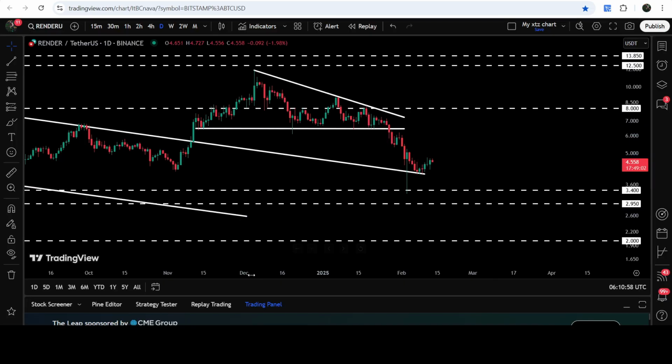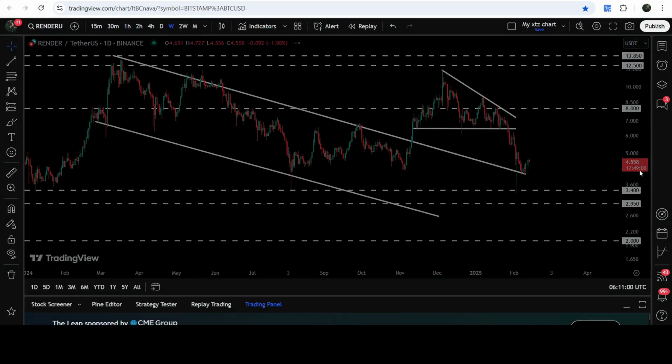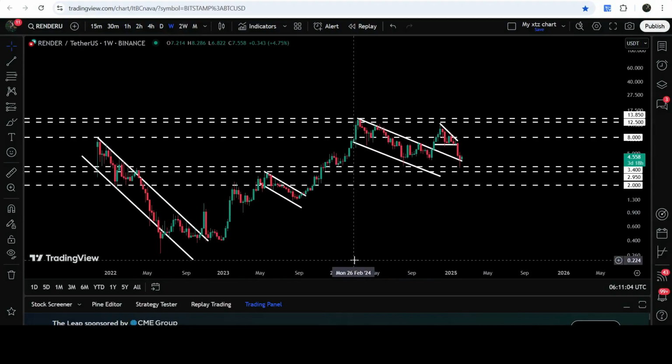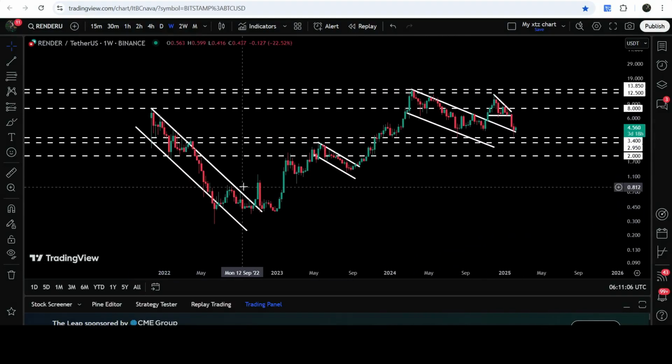And in today's video, we will analyze this move. And I would also like to show you once again this very massive breakout that is happening here in the 7 days time frame chart from this big and long-term down channel.